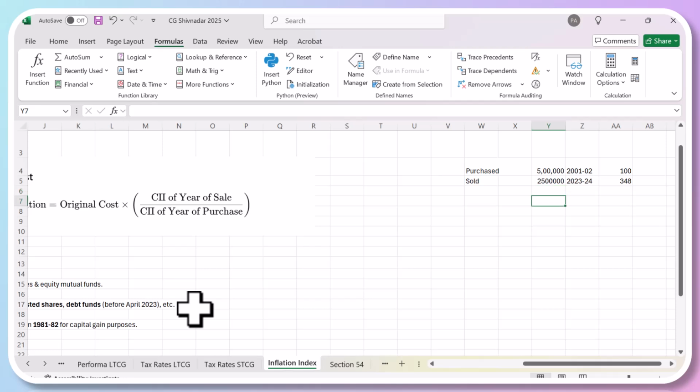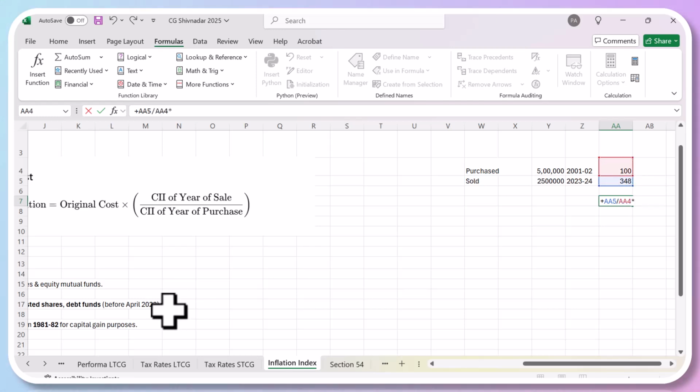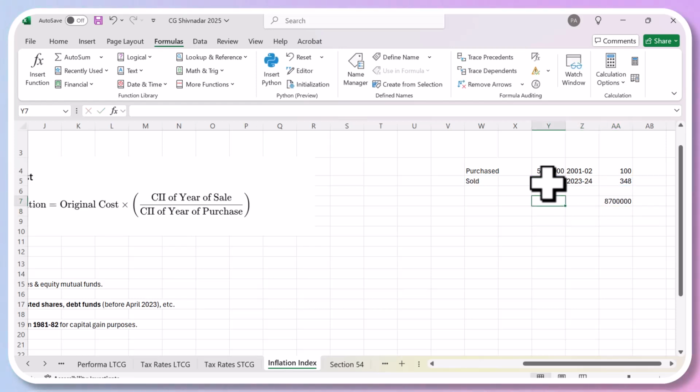Fine. So that means if you calculate what will be the adjustment, it will be divided by this, into this. So that means, sorry, you purchased, okay, I've just put it wrong. You purchased for 5 lakhs. So that means it is 17 lakh 40,000. Okay, fine. So that means your capital gain will be this.